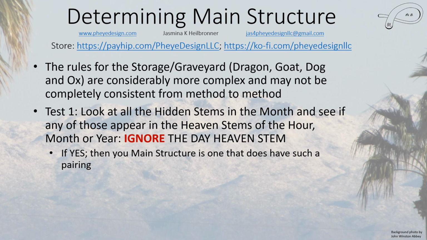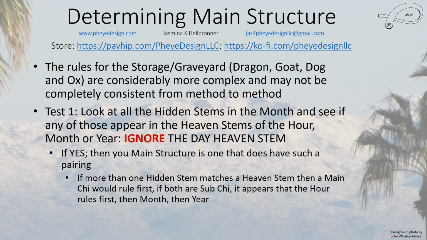If you do have this, then your main structure is the one that does have that sort of pairing. Now you can have more than one pairing though. And if you have more than one, then it looks like the main chi, if you have a match with the main chi of your month's hidden stem with one of your heaven stems, that one would be it. But if they're both sub chi, it gets a little murky. It looks actually like the hour may come first, then the month, then the year. And again, they do seem to ignore the day. So I think that's relatively consistent, but I can't guarantee it.